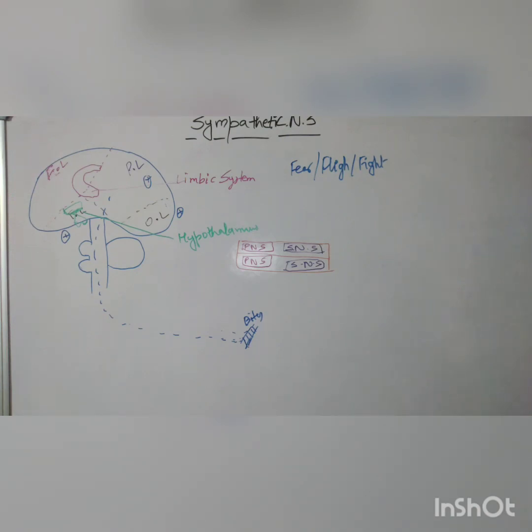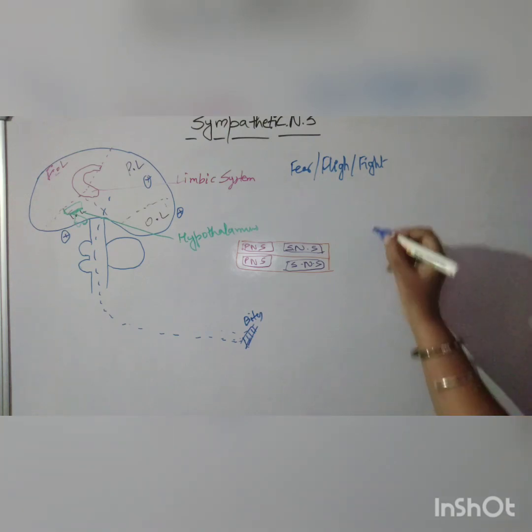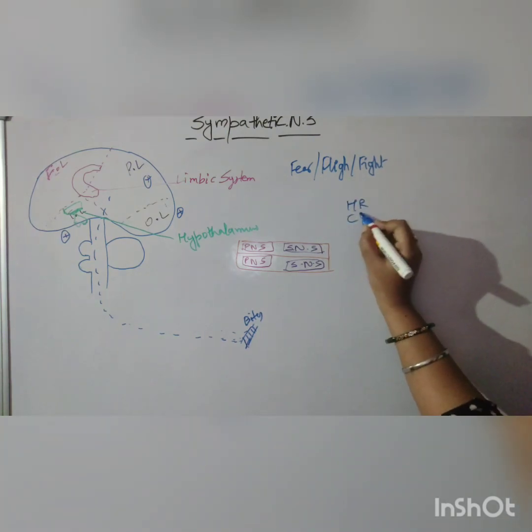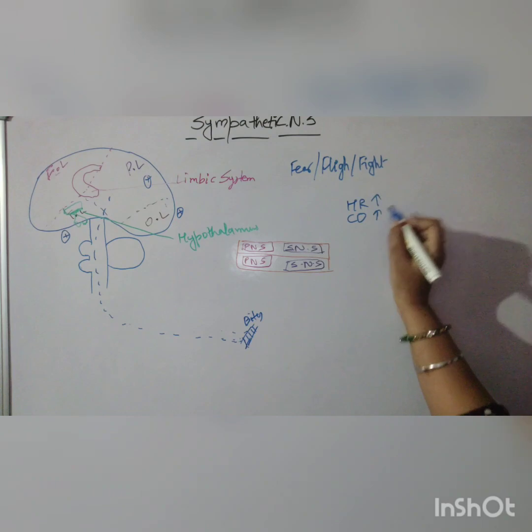So suddenly there is an increased requirement of oxygen for the skeletal muscles. Your heart rate should be increased so that you can run. Your cardiac output should be increased. Everything should be increased, means your heart rate, cardiac output, everything should be increased.